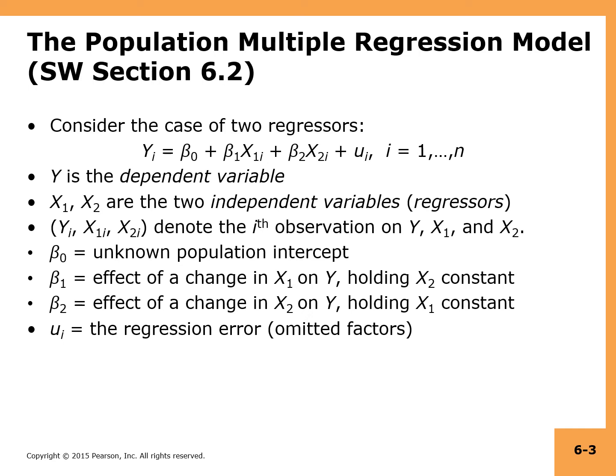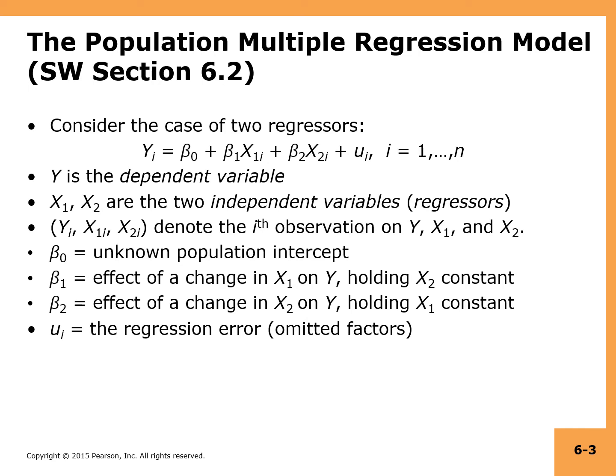So here's a population multiple regression model. A lot of the terms are basically the same as in simple linear regression. Here we're considering the case with two regressors, but a multiple regression model can include any number of regressors. Same as the simple linear regression model, y is called the dependent variable and x1 and x2 are called independent variables or regressors.